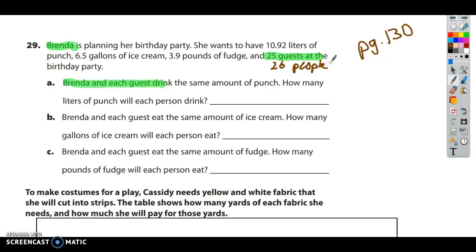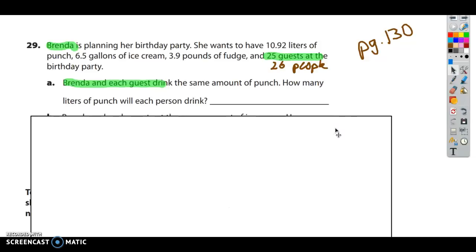And question A reads, Brenda and each guest drink the same amount of punch. How many liters of punch will each person drink? So we're going to take the amount of punch, which is 10 and 92 hundredths, and we're going to divide that by 26. And 26 doesn't go into 1 or 0, but it does go into 109. It goes in 4 times. 4 times 6 is 24. 4 times 2 is 8, plus 2 is 10.